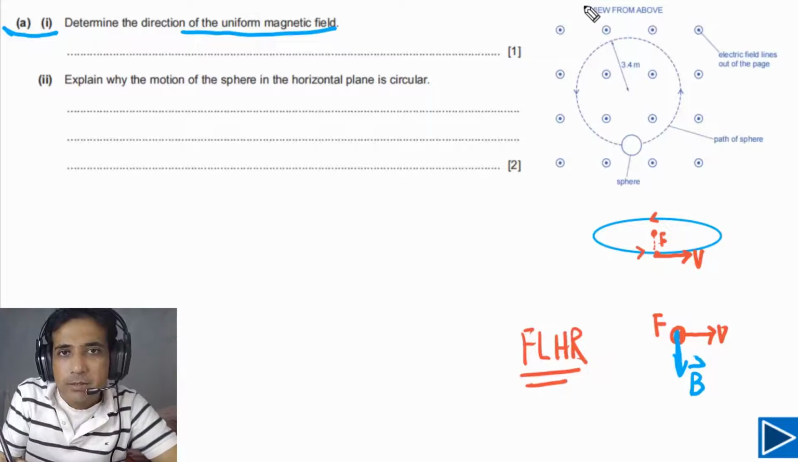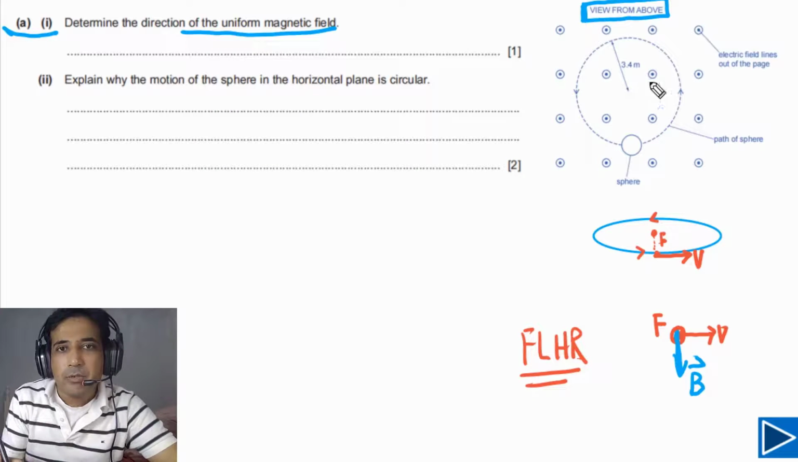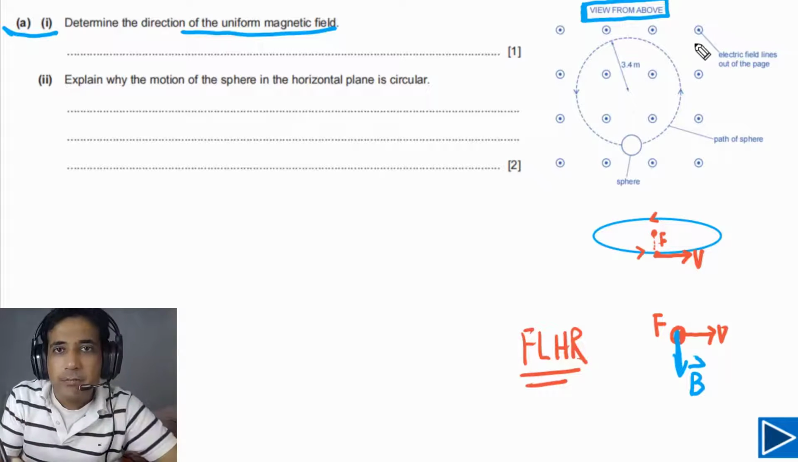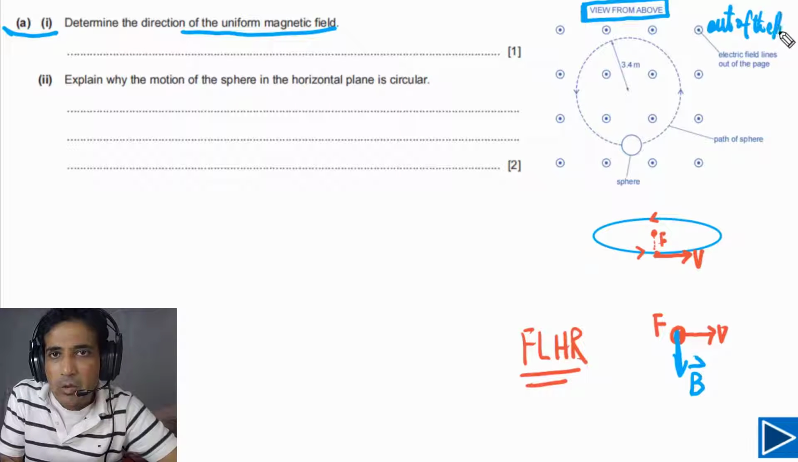Now let's try to answer the same question using view from above. In this case, you need to understand electric field is vertically up and direction of electric field from above. This is out of the page.